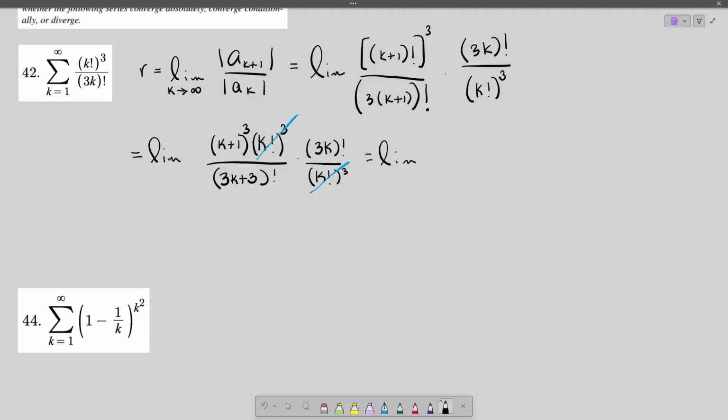In the numerator, there's not a lot we can do. We don't want to expand this k plus 1 cubed. That would be kind of a pain, so we're going to just leave this alone. Down in the denominator, we have 3k plus 3. We're going to expand this out, so that's 3k plus 3. What would the next factor be in this expansion?